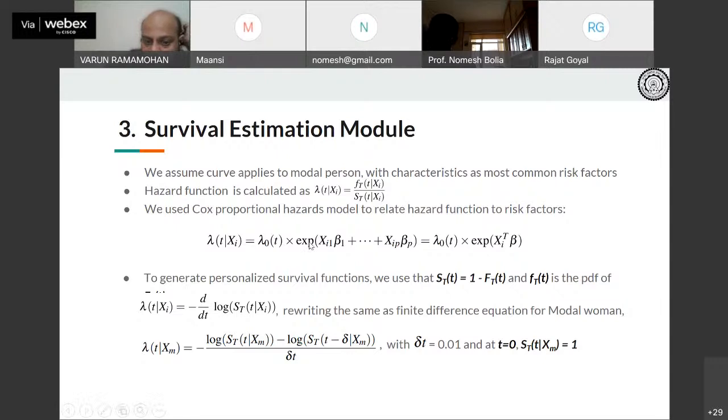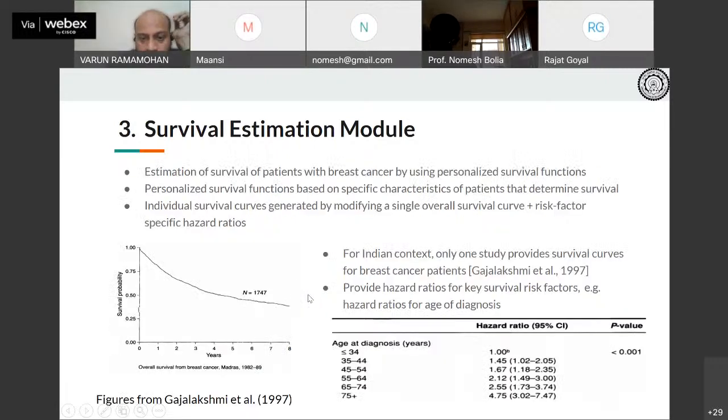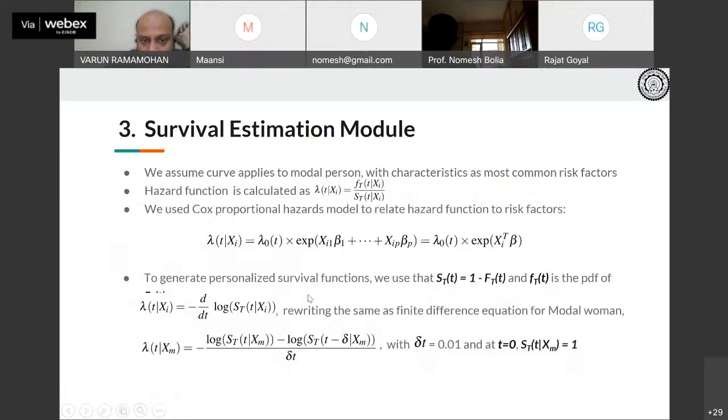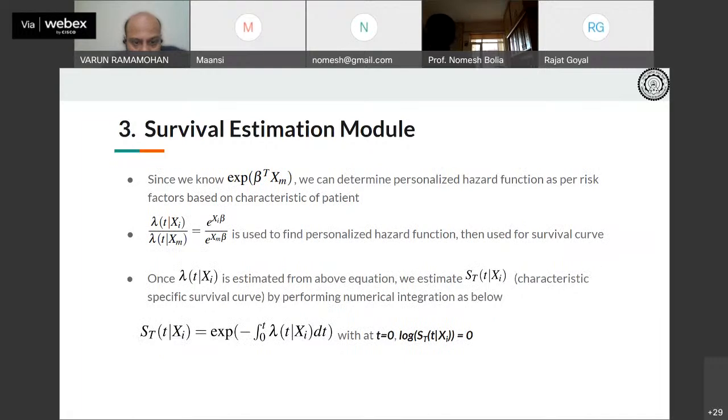We developed a methodology for doing that using that single survival curve and the Cox proportional hazards model. Right? So using this, and a little bit of mathematical manipulation, we were able to generate these personalized survival curves based on a person's age and stage at diagnosis. Okay, so that's what is here. I'm not going to spend too much time on this.